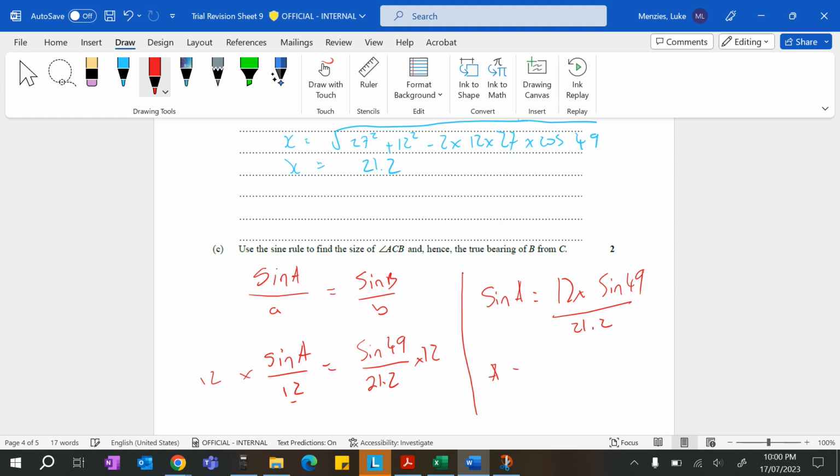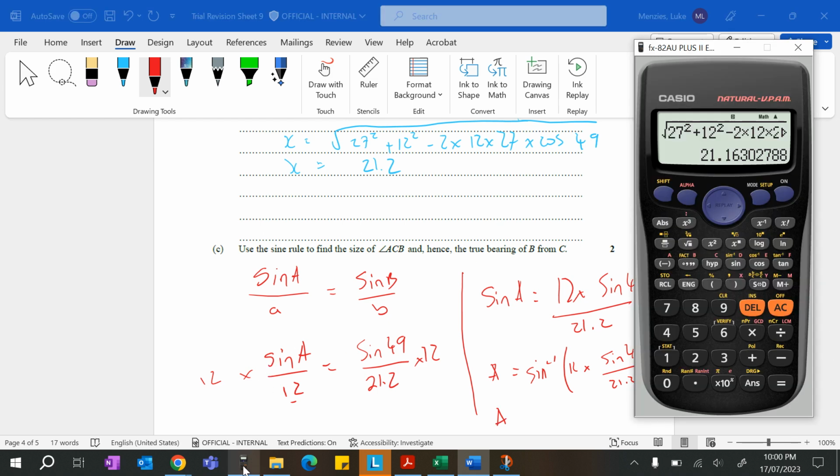And now, because we're finding an angle, we always need to go sine inverse or shift sine, 12. You don't have to write the fraction like that. I know I've just written it. We can write it like this, 12 times sine 49 over 21.2, if that makes you more comfortable. So let's do that in a calculator.